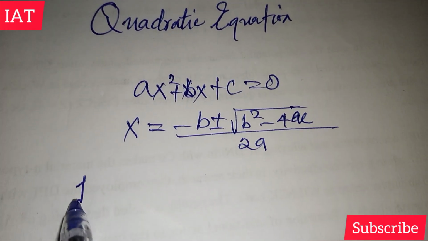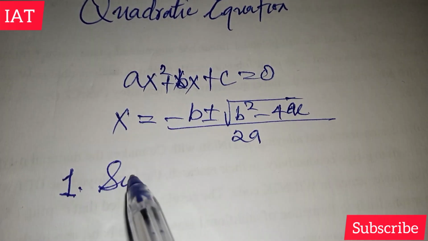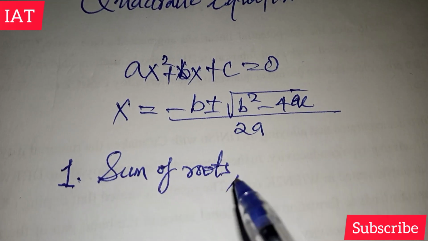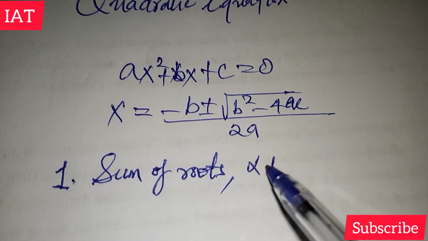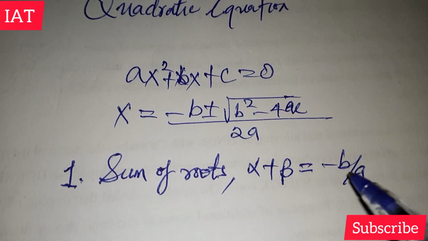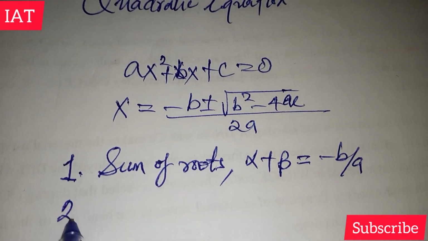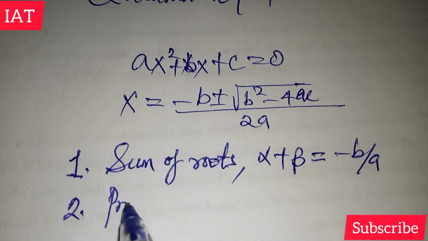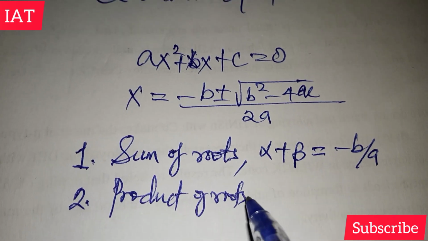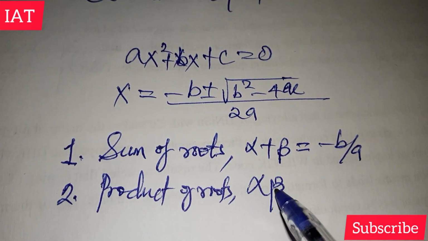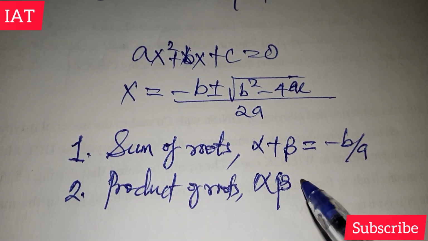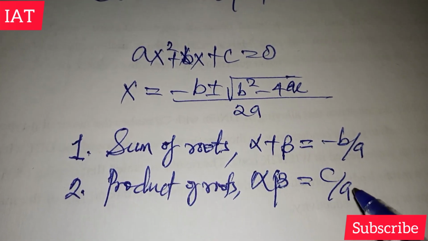So the first formula I want to introduce to you is for the sum of roots. The sum of roots is given by alpha plus beta, which is equal to minus b over a. Please take note of this formula. The second formula I want to introduce is for the product of roots, and this is for when you have alpha beta. Of course, the relationship between alpha and beta here is multiplication. Okay, so this is c over a.